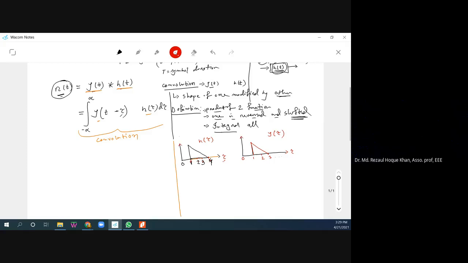Here you see h(tau) is not changing. We are only changing y. So if this is y(tau), how should y(minus tau) look like? If y is a function of 1, 2, 3, what will y(minus tau) be a function of? This is the same axis here.